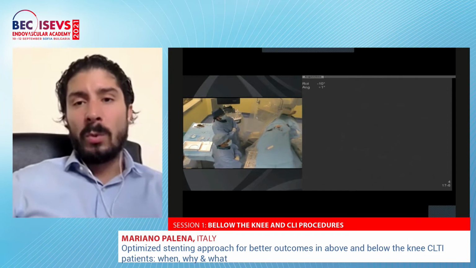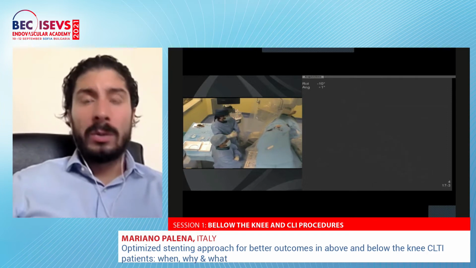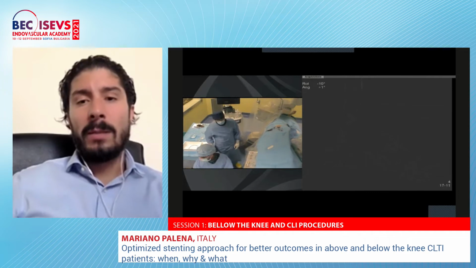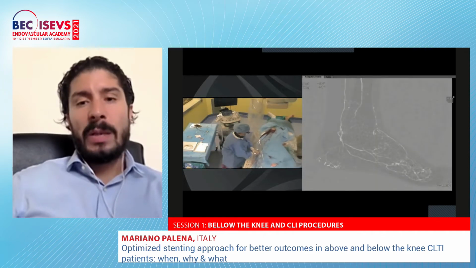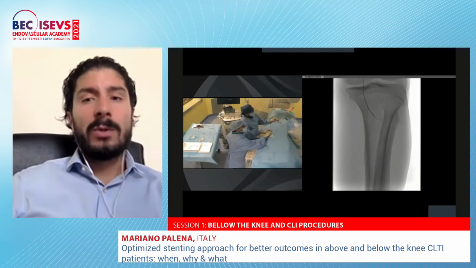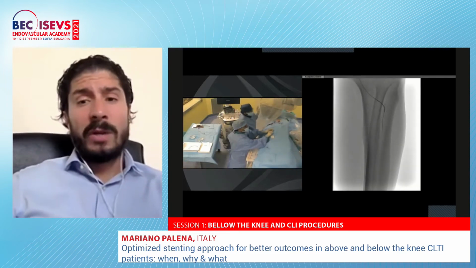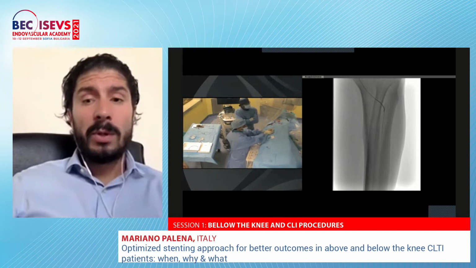The flow in the foot was not so poor, but not the best, because we were able to identify the median plantar artery, the dorsalis pedis, and the lateral plantar artery with a couple of stenosis. So the crossing in the SFA was very easy because it was a simple lesion.